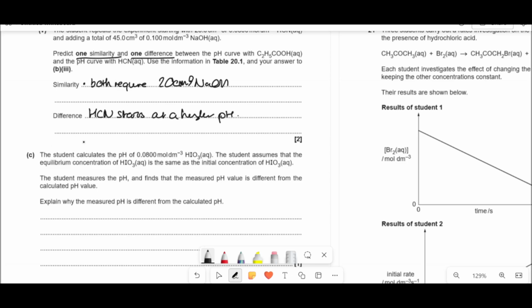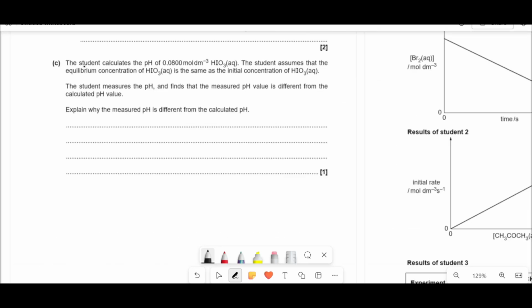Make sure you use the whole question when you're answering these things, because it's all in the question. They're not expecting you to mysteriously know the starting pH of HCN, or its Ka. The student calculates the pH of this much HIO3, and they assume that the equilibrium concentration is the same as that. The student measures the pH and finds that the measured value is different from the calculated value. Explain why the measured pH is different from the calculated pH.